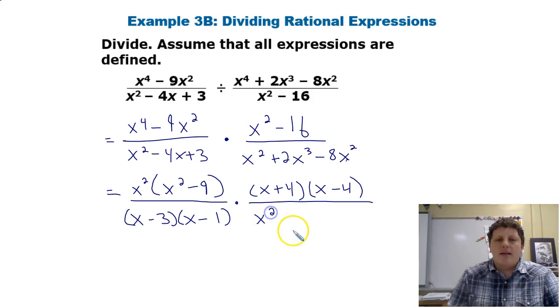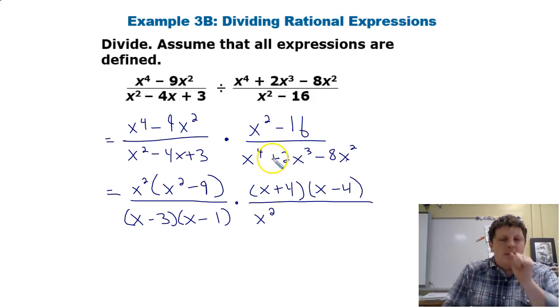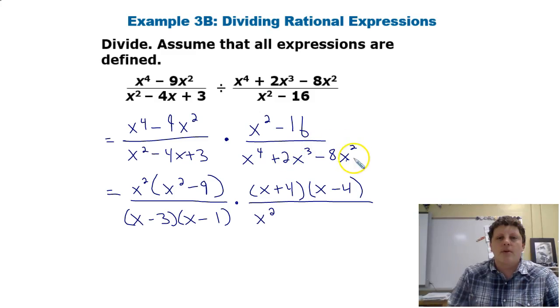I can factor out an x squared. Now, I have made a mistake when I copied this down, if you'll notice, and fix that mistake with me. That should be a 4 and not a 2. I apologize for that. So we've got x to the fourth plus 4x to the third minus 8x squared. I'm going to factor out an x squared, leaving behind x squared plus 2x minus 8.